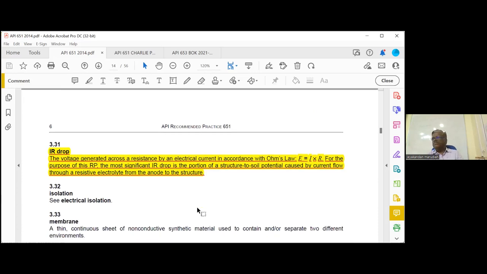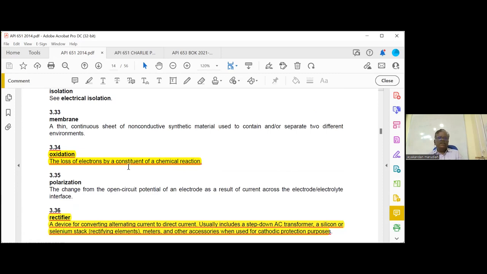Then IR drop. What is meant by IR drop? It means Ohm's law, V is equal to IR. What is the voltage drop? We call it IR drop. The voltage generated across a resistance by an electric current according to Ohm's law, E is equal to IR. For this purpose, the most significant is the portion of the structure to soil potential.